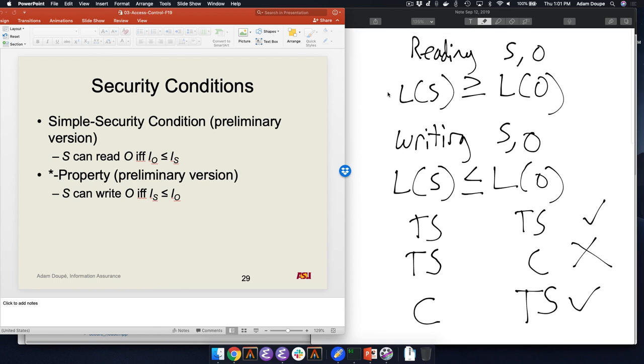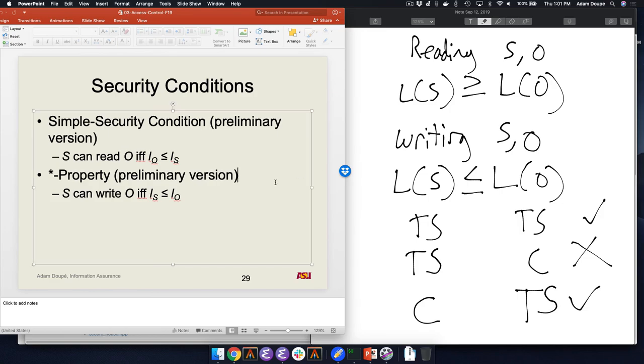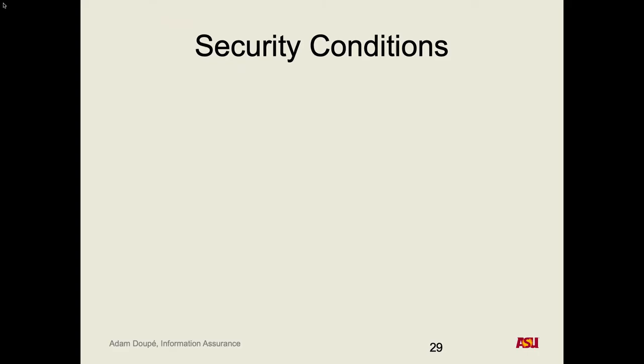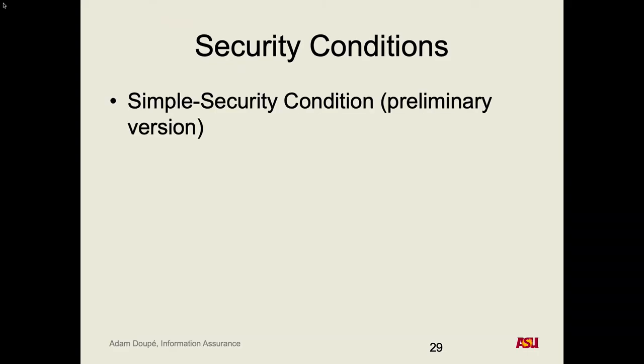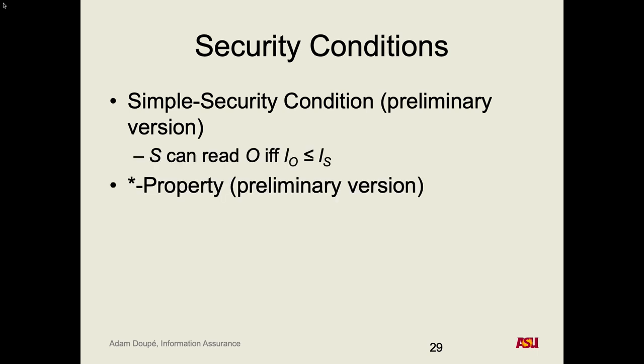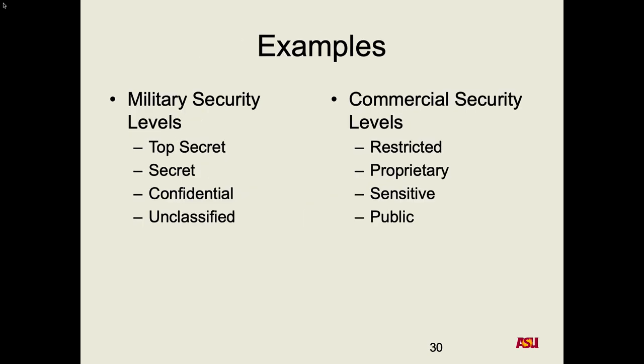Okay, so we said S can read O, S, oh good, look at that. So in the model that we're creating, which was created and proved, I don't know when, maybe the 70s or 80s, the simple security condition, which involves reading, and the star property, which involves writing, are things we just literally decided.